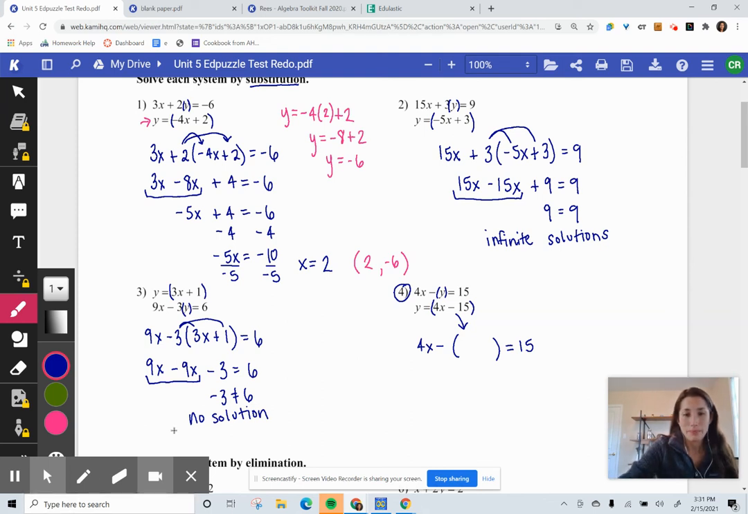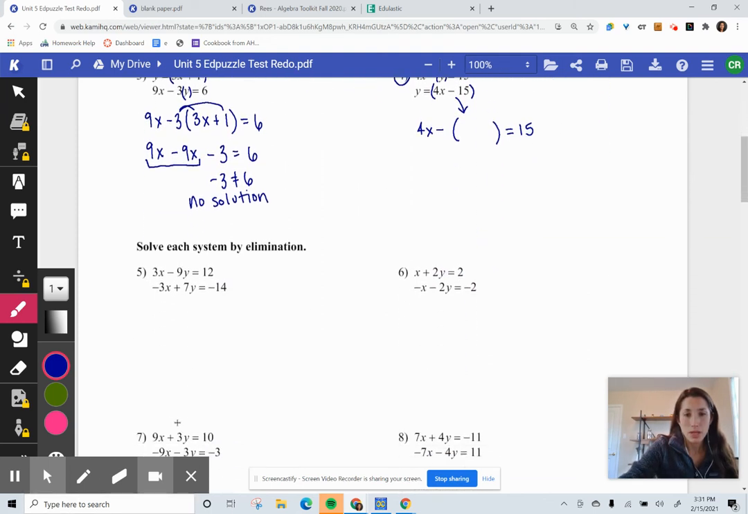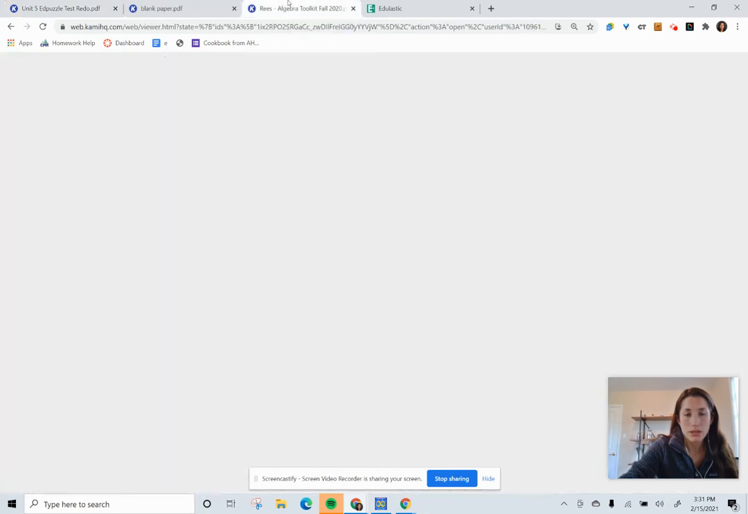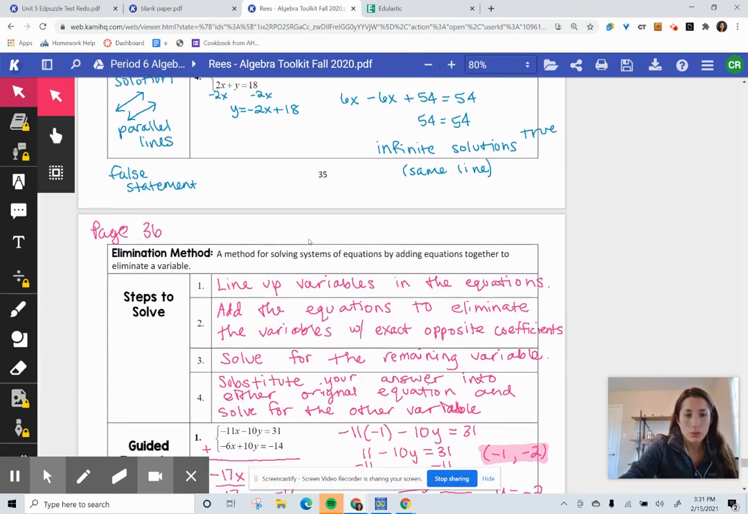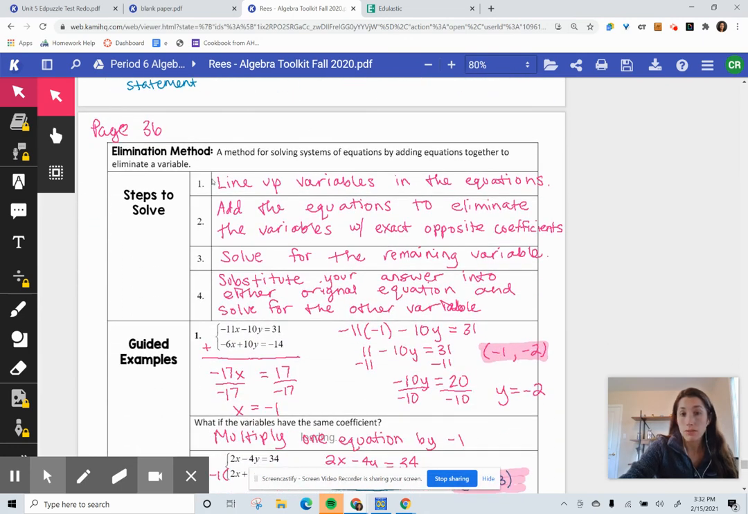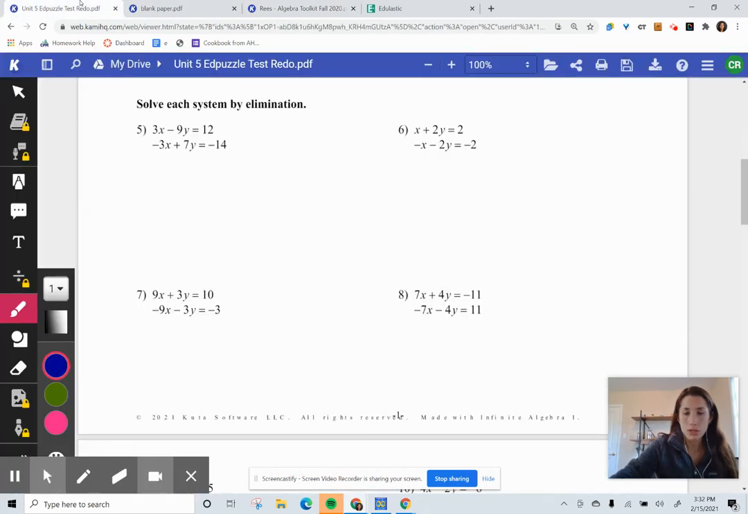Okay. This next method that we're looking at is elimination. So looking back at your toolkit, good place to always look. In your toolkit, the elimination method, we want to make sure our variables are lined up. We're adding the equations to eliminate the variables with exact opposite coefficients. And then we can solve for the remaining variable. So let's look at this first question here. So our variables are lined up. The x's are here, then the y's in our constant terms.